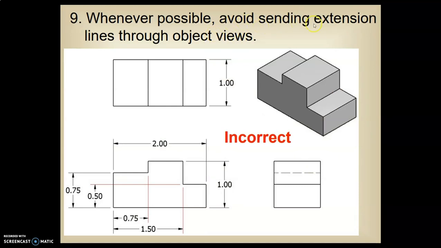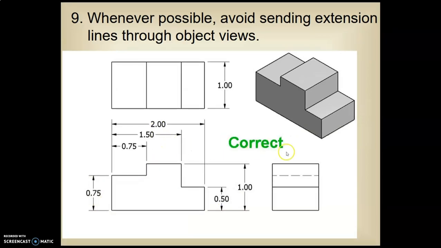Whenever possible, avoid sending extension lines to an object like this, unless we absolutely have to. Move this 0.5 over this side, move these two up here. Like that.